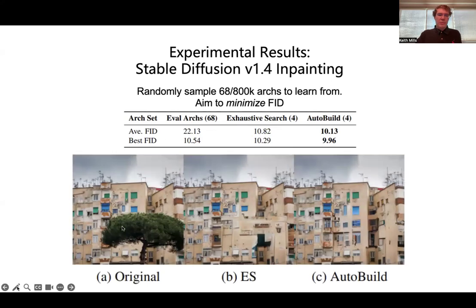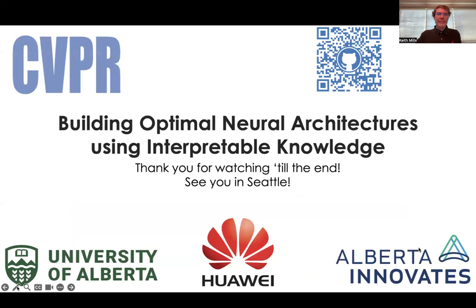And in terms of visual results, we have this original image here that we want to basically get rid of this tree structure and paint it out. The architecture found by exhaustive search does a decent job of doing it, but it's not that good in terms of like this structure right here. Whereas the architecture found by AutoBuild more faithfully paints out the tree and is more faithful to the original image.